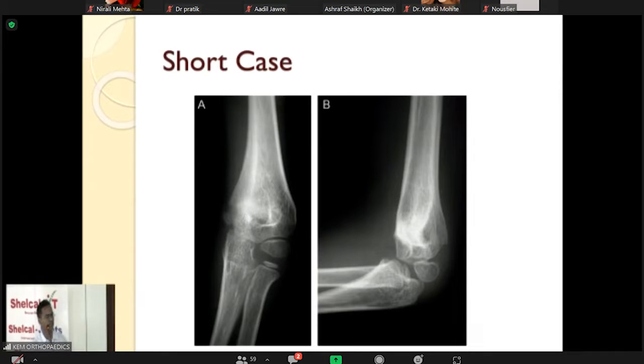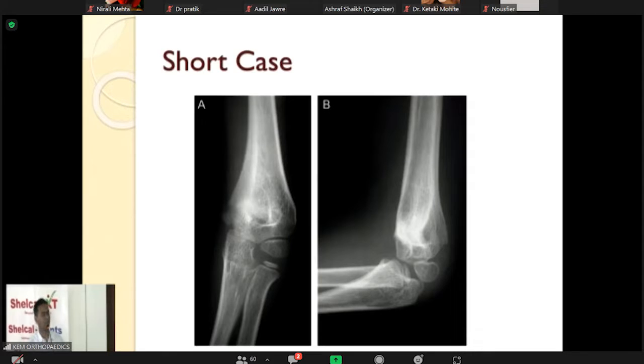Here we can see there is probably a deformed distal humerus, maybe suggestive of an old fracture. Correct. Most probably a supracondylar fracture, now having malunion.